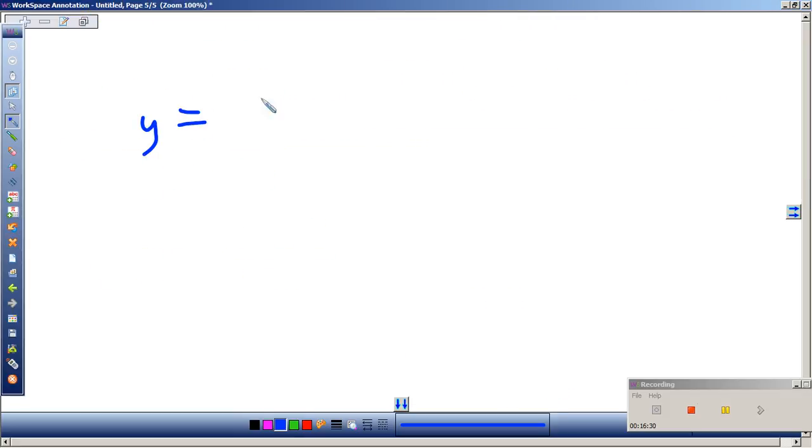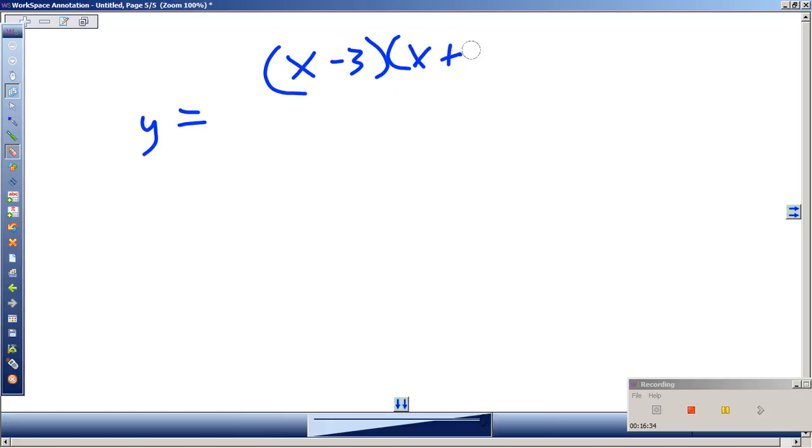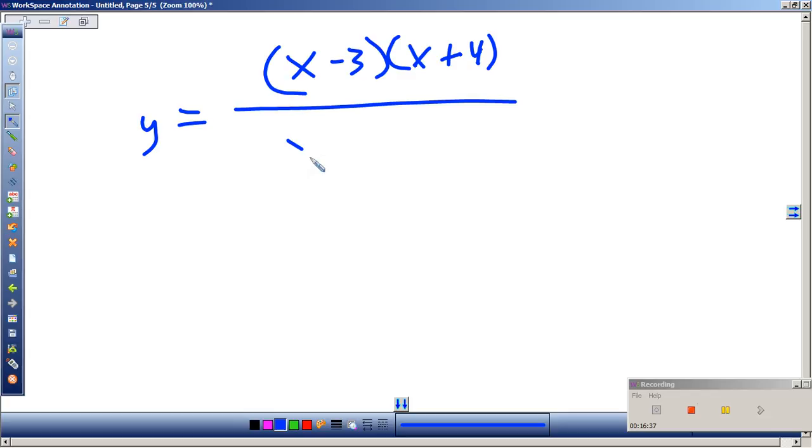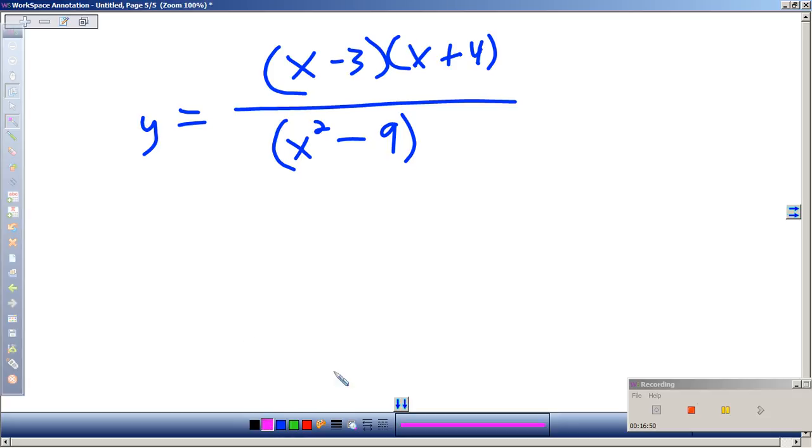Say y equals (x minus 3)(x plus 4) over x squared minus 9. Tell me about it: where the horizontal asymptotes are, vertical asymptotes, poles, anything of that sort for this graph. What might be the first thing you want to do? Okay, back to the bottom. What do you get? x plus 3, x minus 3.